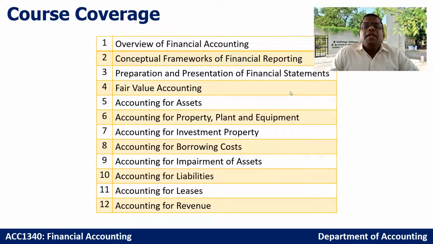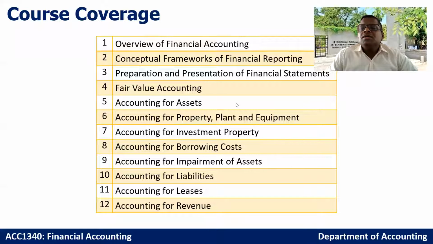Just to read it, of course you can read it. First, an overview of financial accounting: we are basically discussing what financial accounting is, a brief introduction to financial accounting. And there is the conceptual framework of financial reporting, which we will be discussing in our second lecture. Then preparation and presentation of financial statements as per the accounting standards, and fair value accounting, which is much more important in financial accounting and financial reporting.